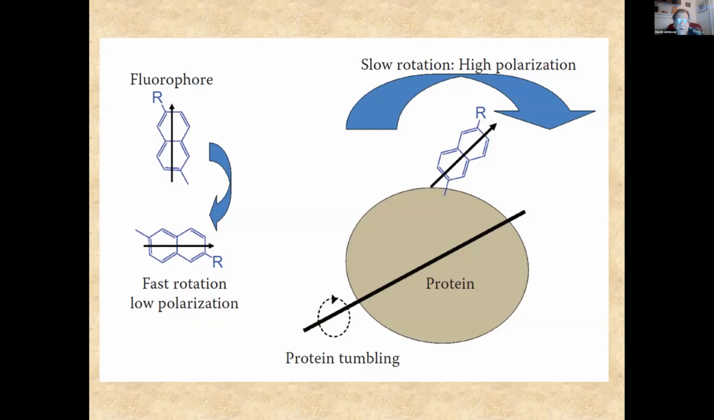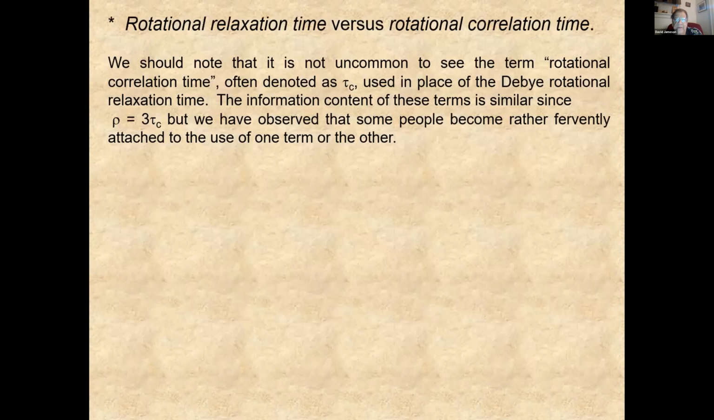And again, if we have a fluorophore free in solution, it can rotate rapidly, low polarization. If it's bound to a protein, for example, it rotates more slowly, high polarization.